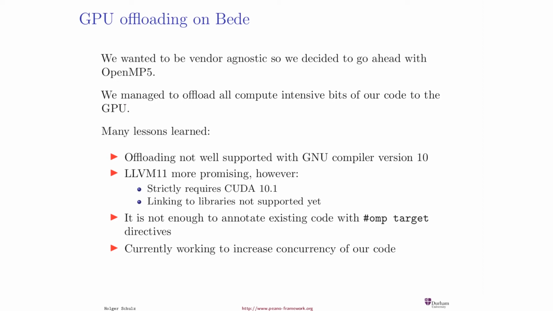That's something. And yeah, so as it turns out, it's not enough to use your existing C++ code and annotate it with these OpenMP pragmas. That just doesn't give you enough speed. So you really have to expose parallelism to the GPU in order to be able to keep it busy. So that's what we're currently focusing our efforts on, increasing the concurrency of our code.